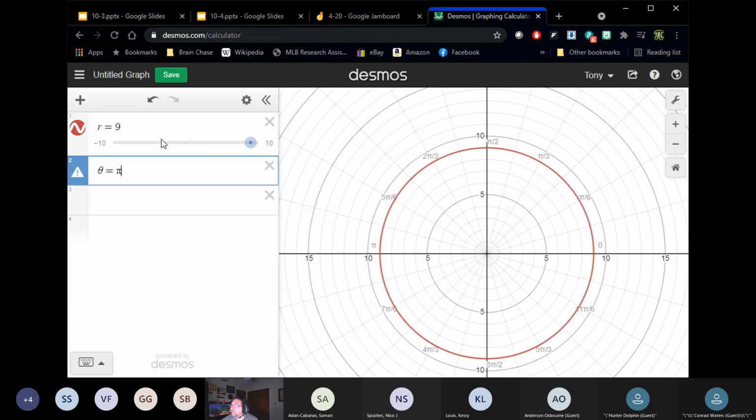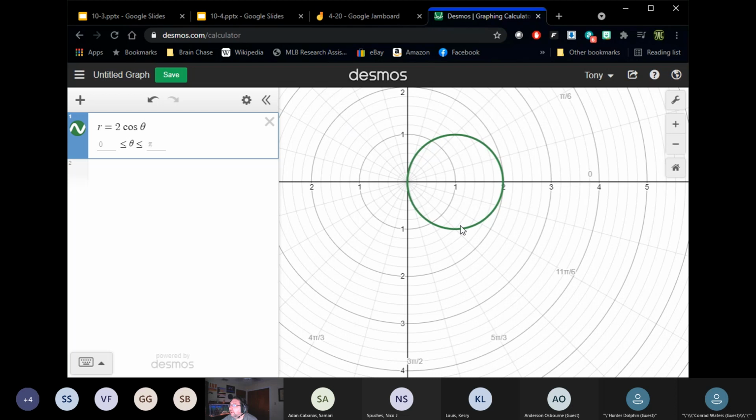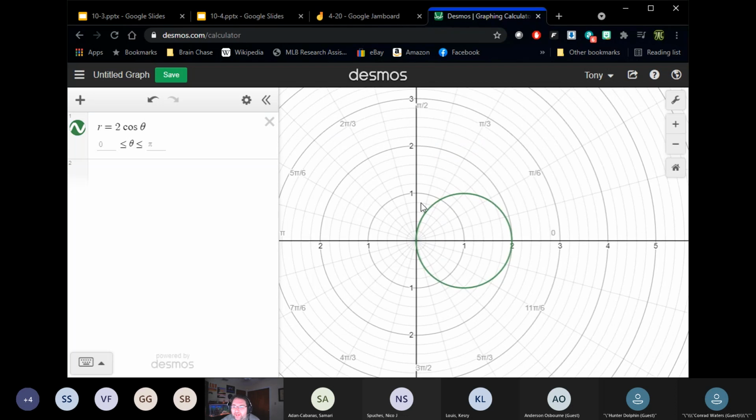Next, let's look at some curves. So when you're graphing them, if you did r equals, let's say, 2 cosine theta. So here's r equals 2 cosine theta.